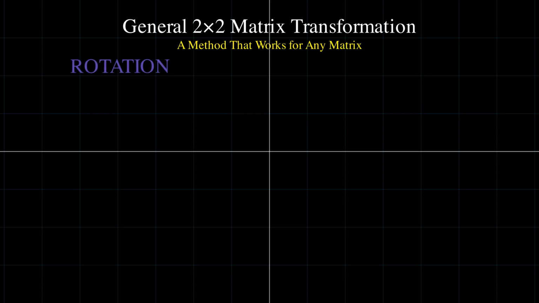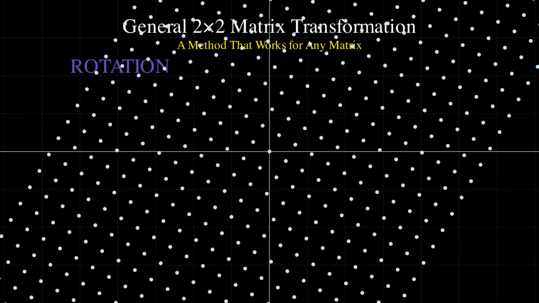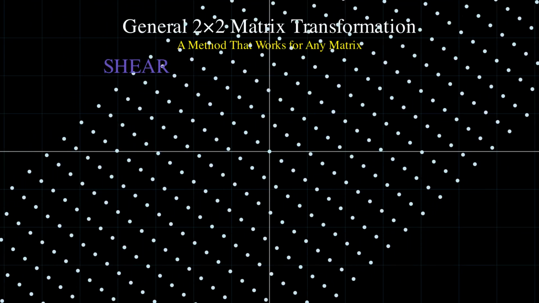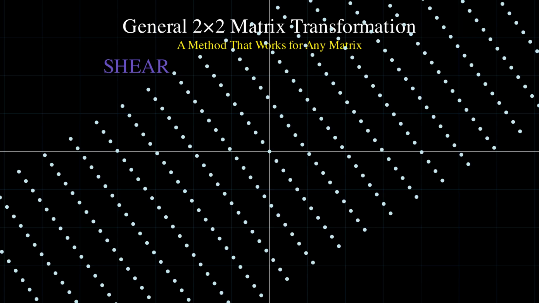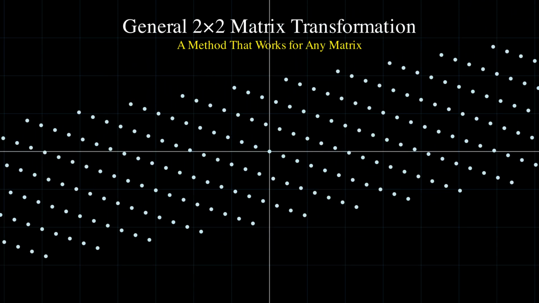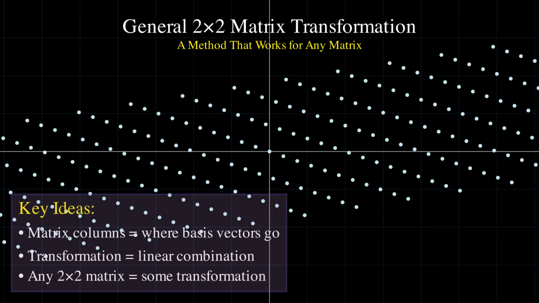It can rotate, it spins the shape around the origin. This is a shear, it slants the shape, shifting its points horizontally or vertically while keeping areas parallel. This is a scale, it changes the size of the shape, making it larger or smaller. Every 2x2 matrix represents some transformation, and every transformation can be understood through where it sends the basis vectors.